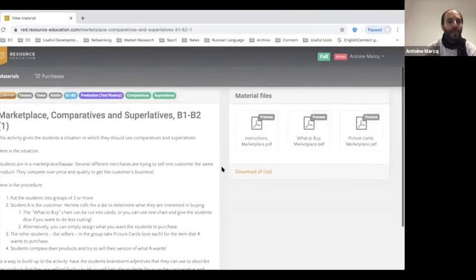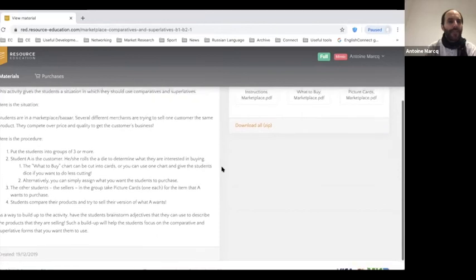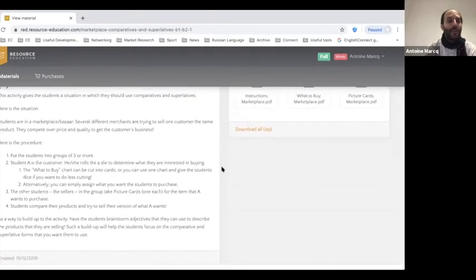Let me show you Marketplace. So the activity gives the students a situation in which they should use comparatives and superlatives. The situation: students are in a marketplace bazaar and several different merchants are trying to sell one customer the same product. They compete over price and quality to get the customer's business.